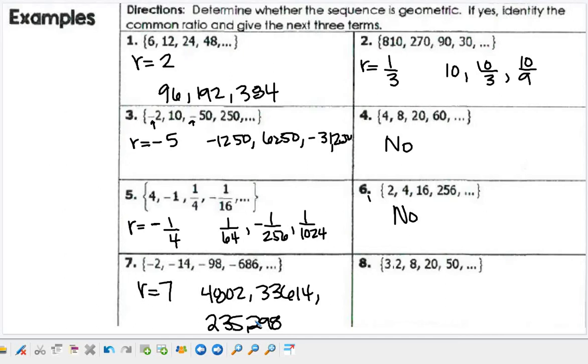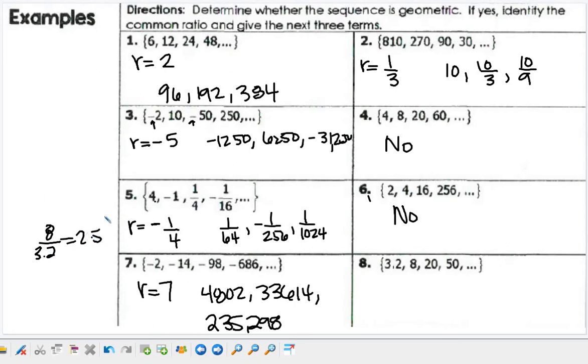Number 8. So when you throw that decimal in there, it can be a little confusing, but you can always revert back to what I said. Take the second term, 8, divided by the first, which is 3.2. So 8 divided by 3.2 gives you 2.5.